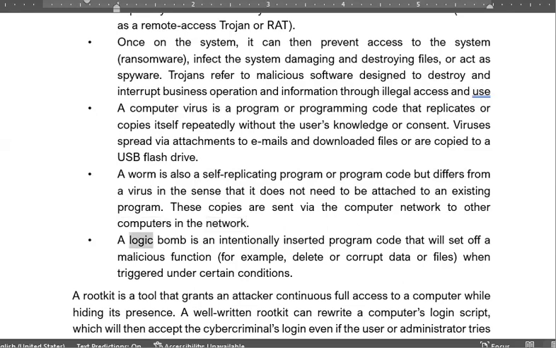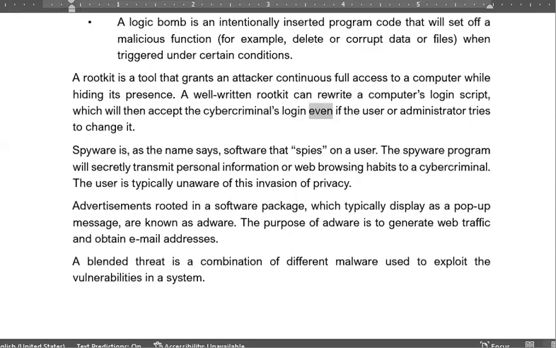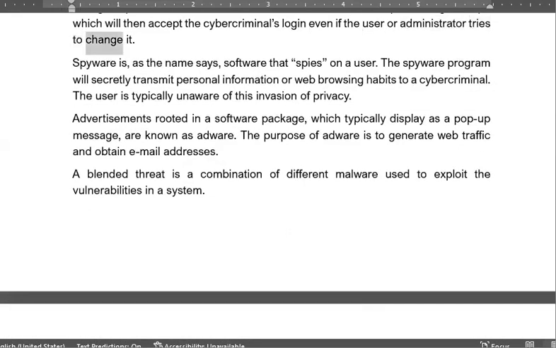A logic bomb is an intentionally inserted program code that will set off a malicious function, for example, delete or corrupt data or files, when triggered under certain conditions. A rootkit is a tool that grants an attacker continuous full access to a computer while hiding its presence. A well-written rootkit can rewrite a computer's login script, which will then accept the cyber criminal's login even if the user or administrator tries to change it.